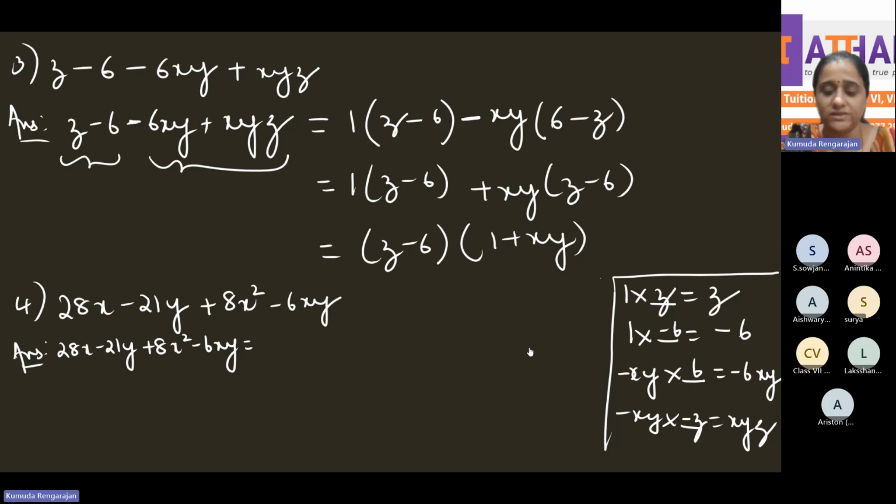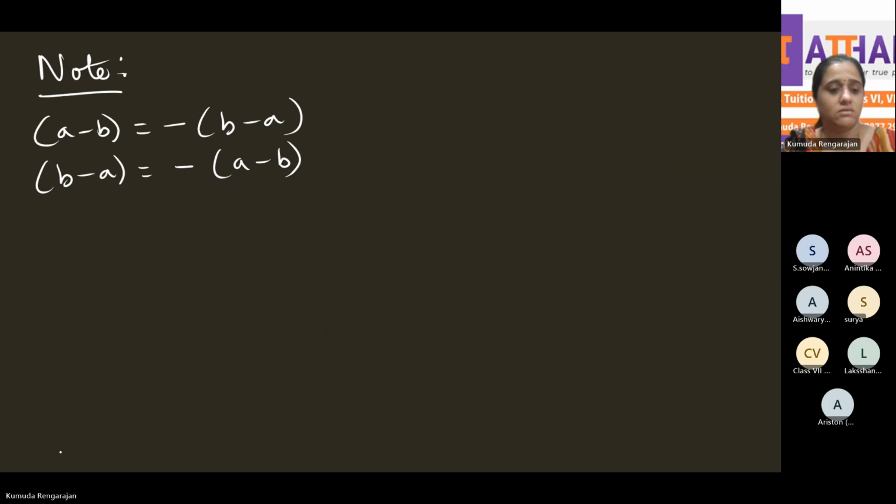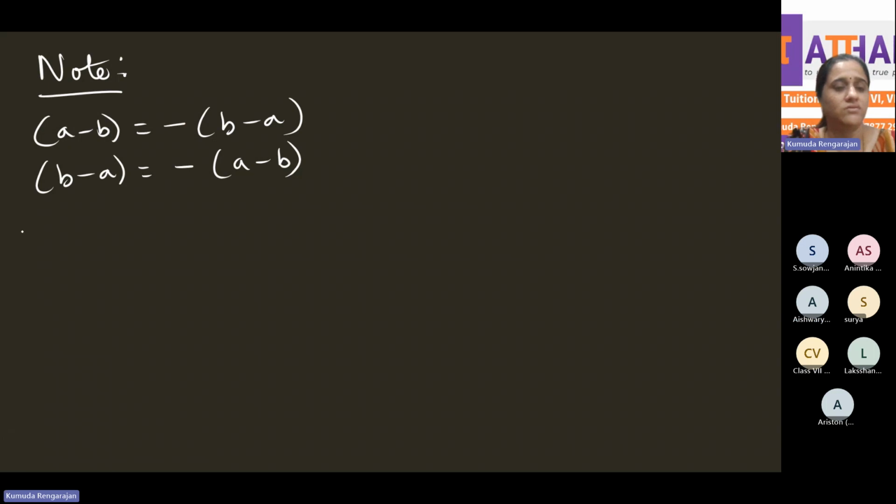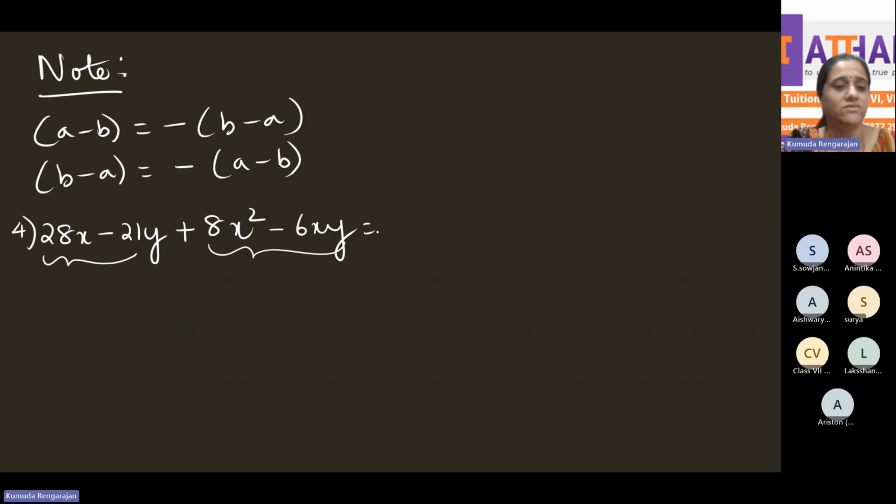I'll just take this question on the next slide, children. Yeah, just read that for me. 28x minus 21y plus 8x squared minus 6xy. All right, so we'll start with grouping like this.